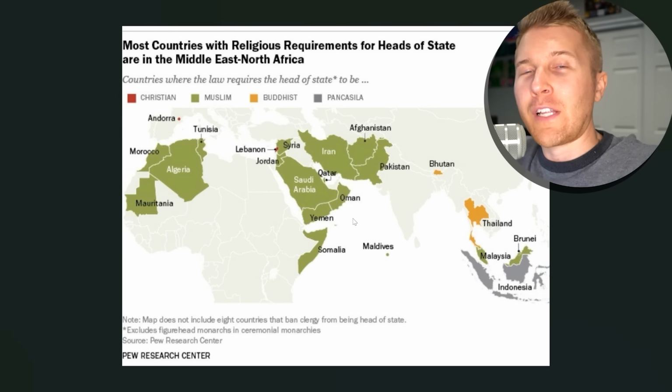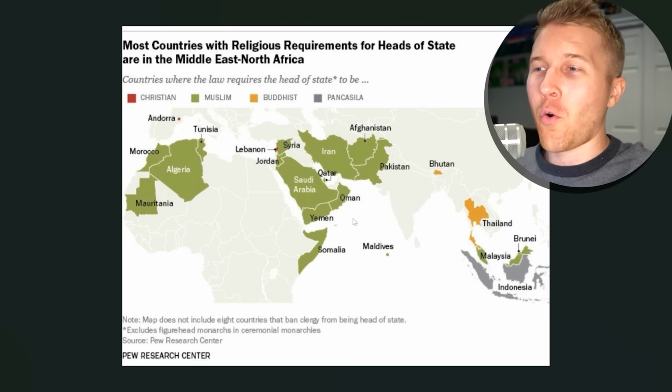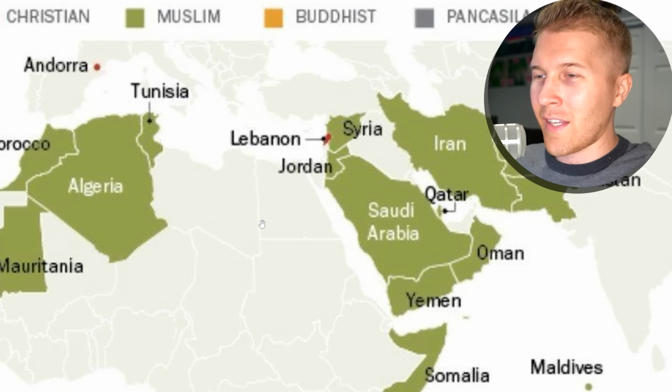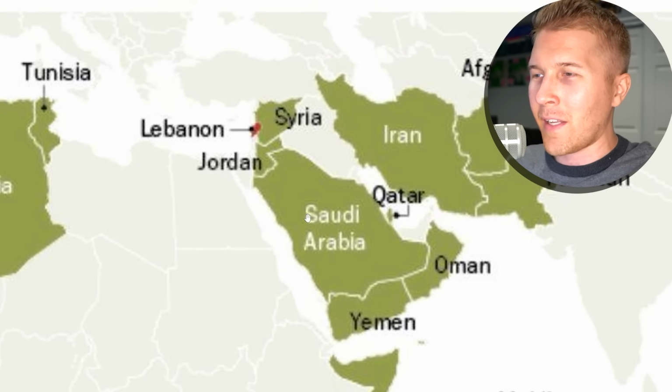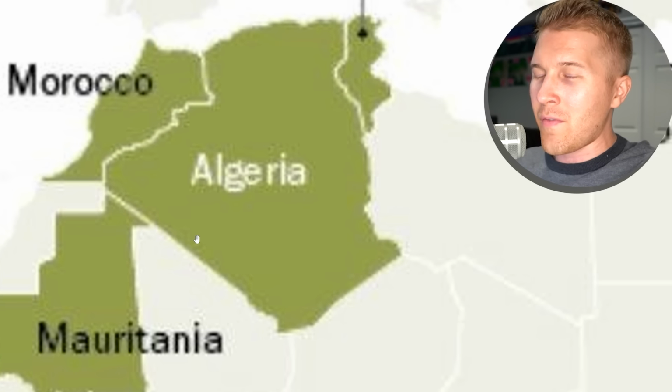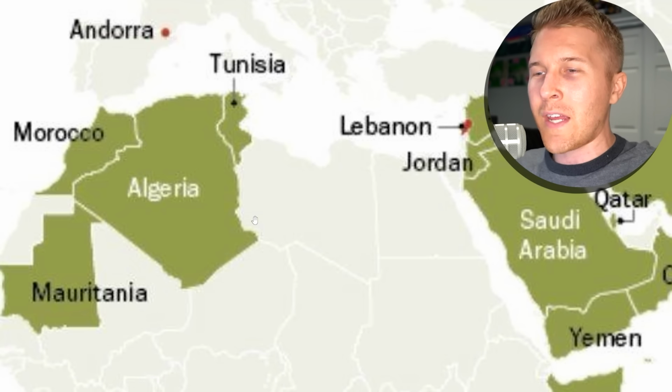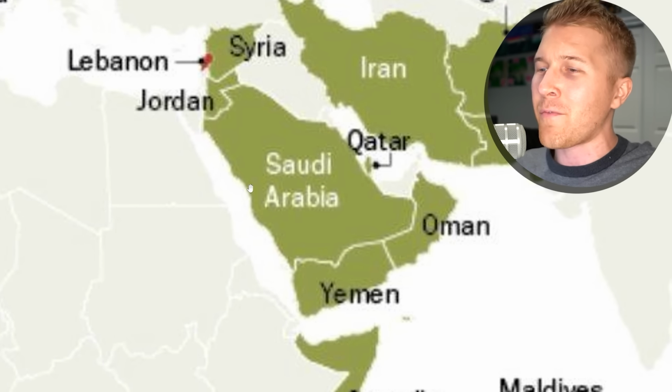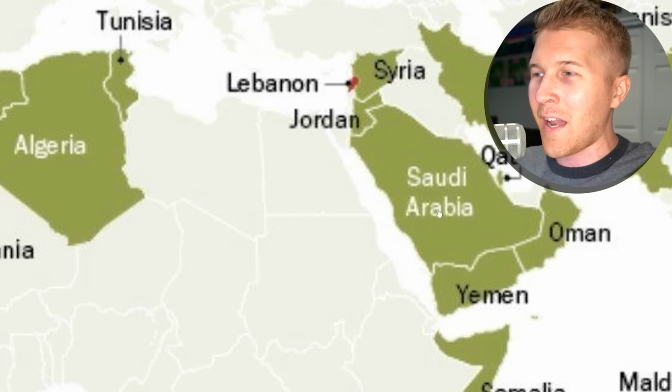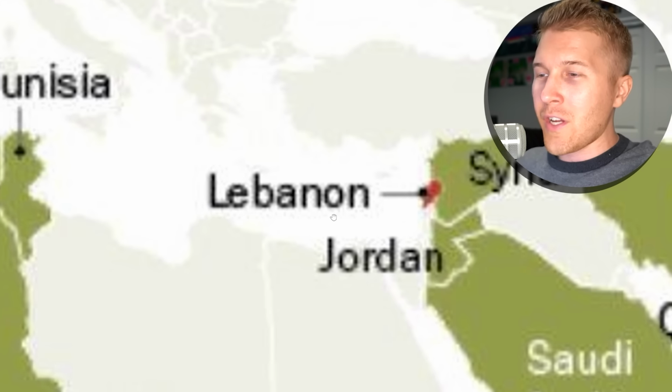Some countries have literal religious requirements in order to become the head of state, and unsurprisingly, a lot of those countries are coming from the Middle East or the Muslim world. The vast majority of these countries that require the head of state to also be Muslim are coming from Saudi Arabia, Iran, Pakistan, Afghanistan, Lebanon, Jordan, Morocco. Well, actually, I mentioned Lebanon.